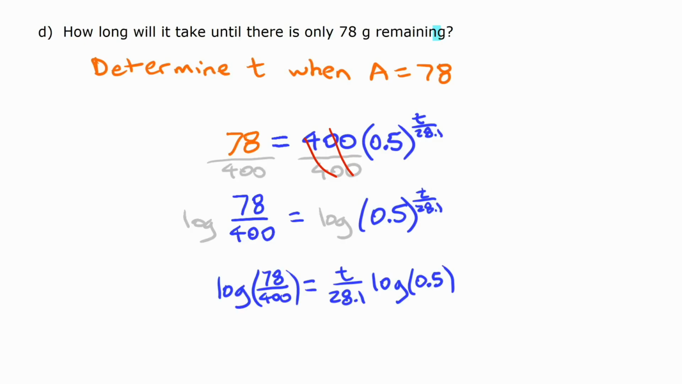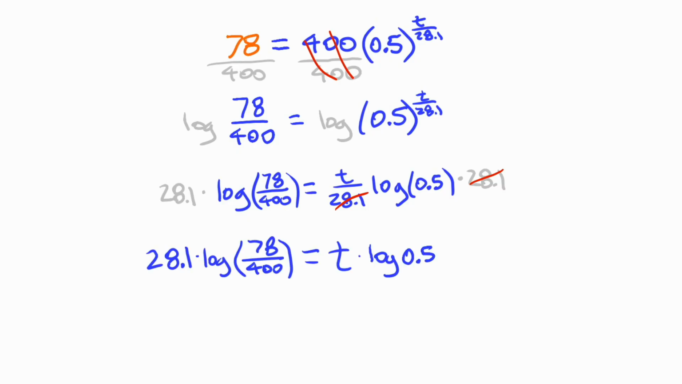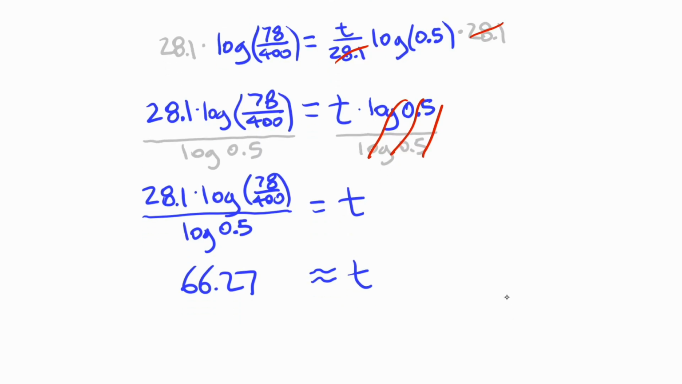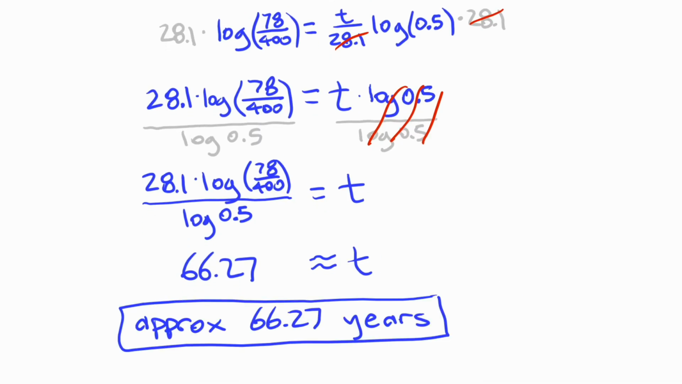We want to isolate that t, so we have to do a couple of things here. First, I'm going to multiply by 28.1 because then that gets rid of this. And then I have that equation, and now all I have to do is get rid of that. The way I do that is divide by log 0.5, because of course it cancels that out on that side. And so I can go to my calculator and put that expression in, making sure you use brackets and everything appropriately as necessary, and you get 66.27, so approximately 66.27 years, however accurate you want it.